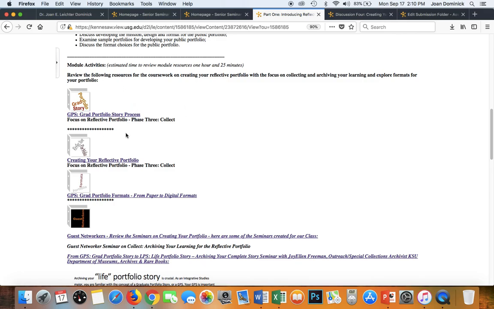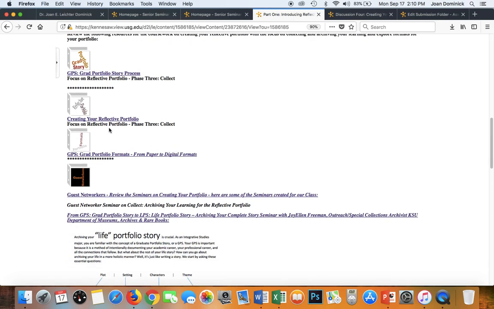So this first ebook talks again about the process of the GPS grad portfolio story, but you're going to be looking at the reflective process phase 3 collect. Then you're going to be looking at creating your reflective portfolio, again focusing on the reflective portfolio, phase 3, collect. You've looked at these in the discussions, but you'll once again go back and look at them for collecting your artifacts and evidence. And then we're going to look at the GPS grad portfolio format from paper to digital formats.